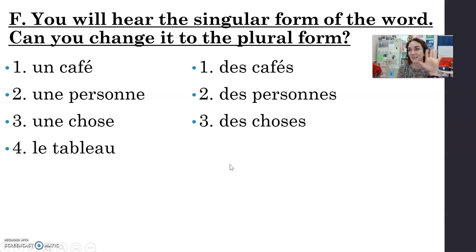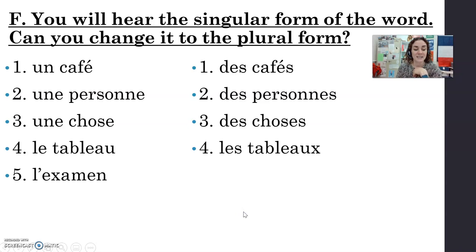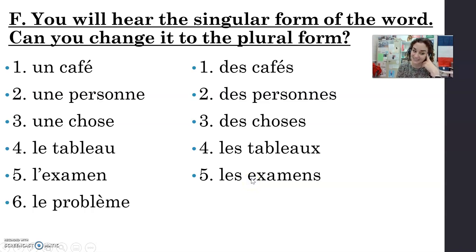Le tableau is like the painting or the whiteboard. Do you remember what to do here to make this plural? This U gets an X on the end. Les tableaux, paintings or whiteboards. L'examen. Remember, we break this L back off. We change it to les examens. Notice here we don't hear the S, les tableaux, and here we do, les examens. We want to make it sound flowy. Lastly, le problème. Les problèmes. Sorry, I was less prepared on that one than I thought.